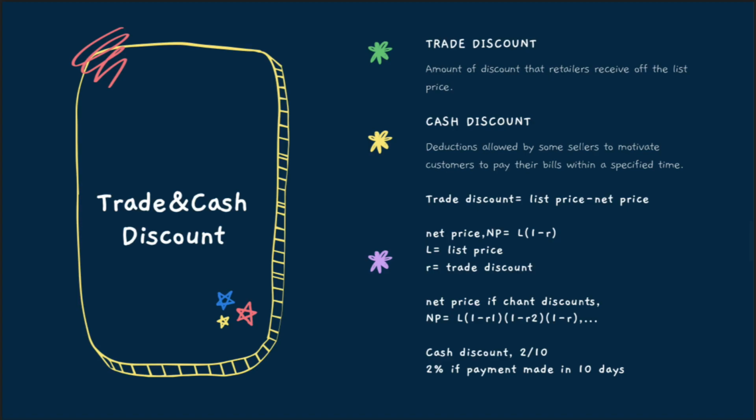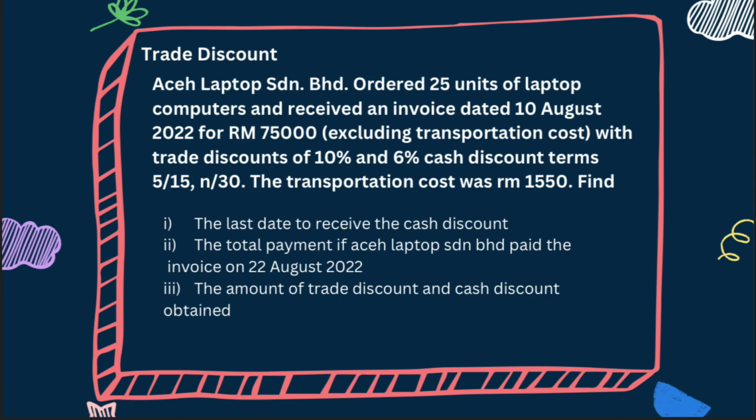Another formula is net price if chain discount, P equal to in bracket 1 minus R1 times in bracket 1 minus R2 times in bracket 1 minus R3, and so on. Cash discount 2/10 means 2% if payment is made in 10 days. Now let's go to the question.